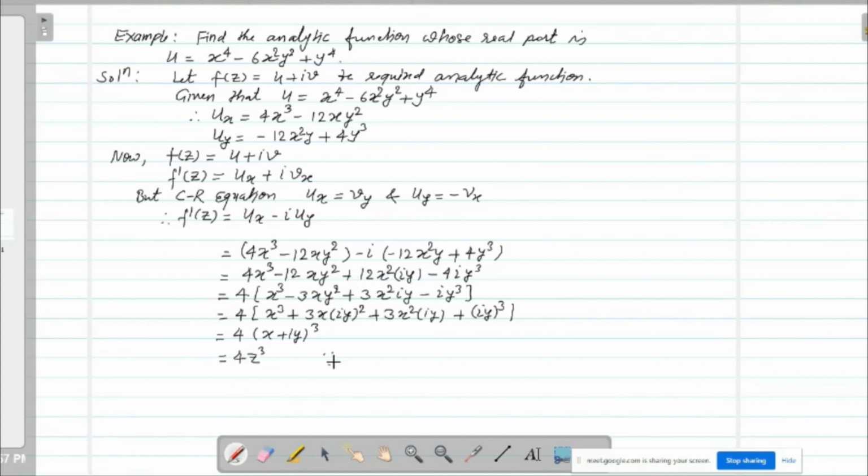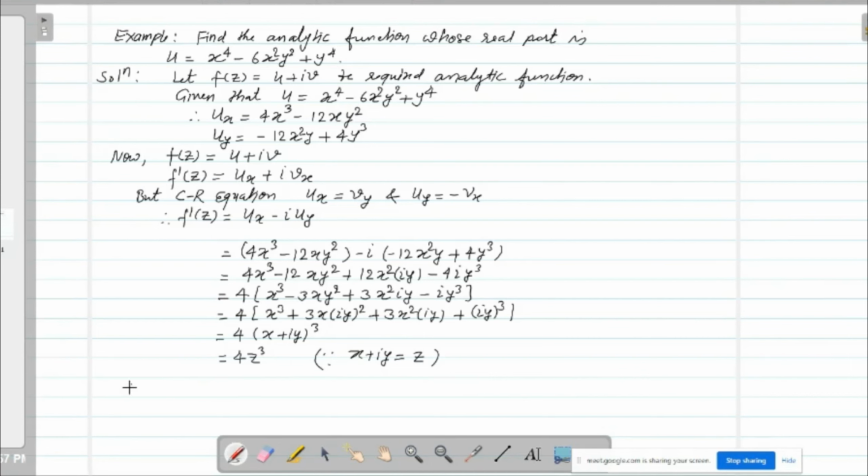Since x + iy is equal to z, this is the derivative. So we must integrate this, then you can get your required analytic function.